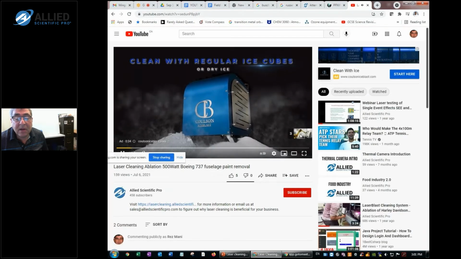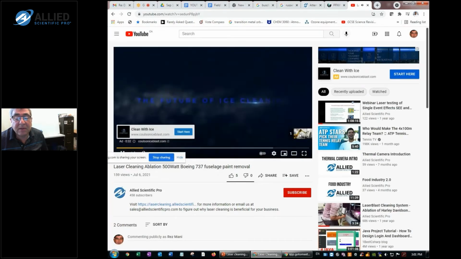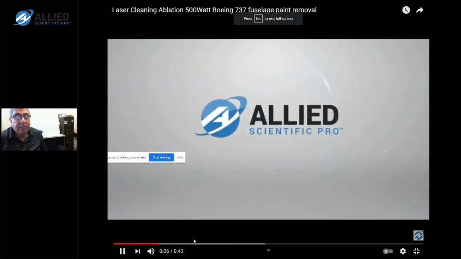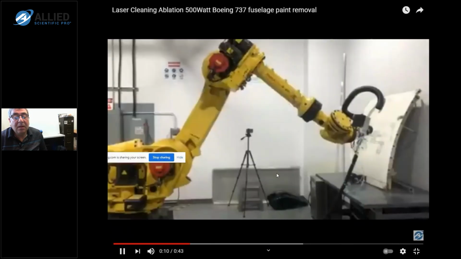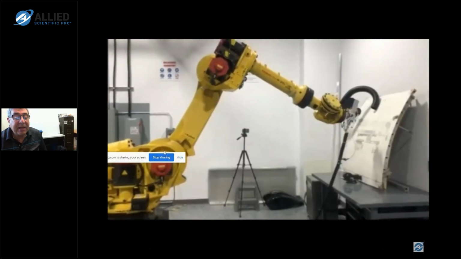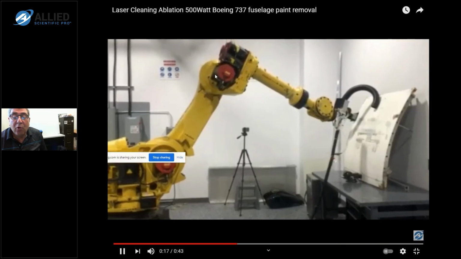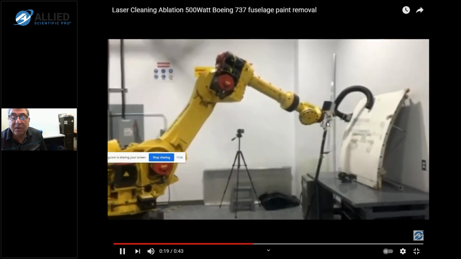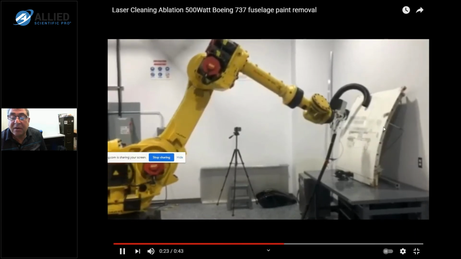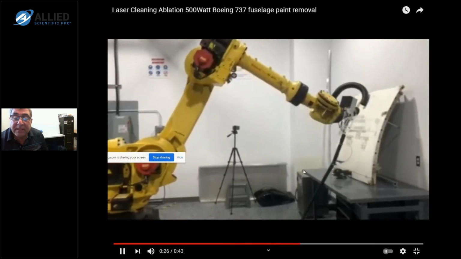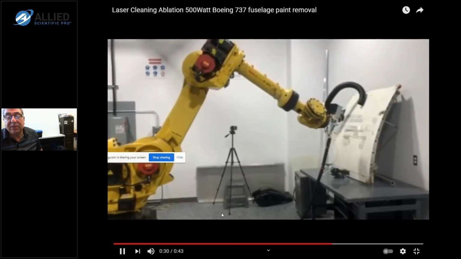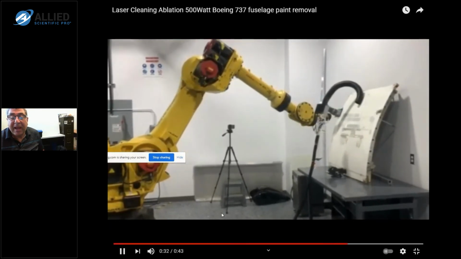Let's stop this for a second. Okay, so you see, this is a part of a fuselage of an airplane, and this is our Fanuc robot that is holding the laser cleaner, and it is shining it on the fuselage. It's holding it at the focal distance.